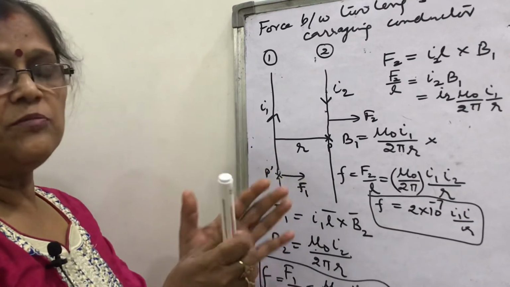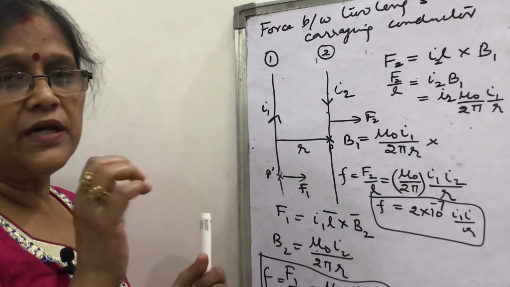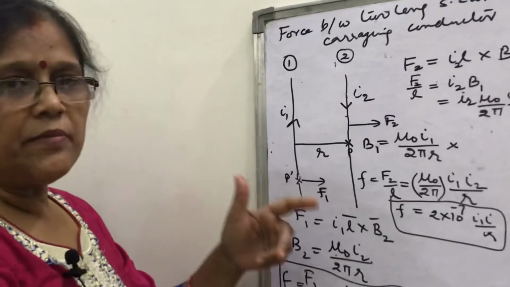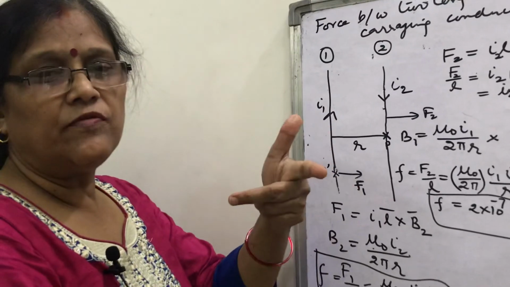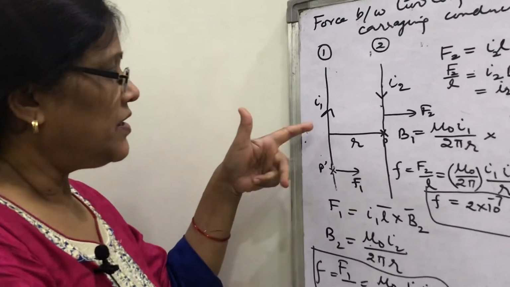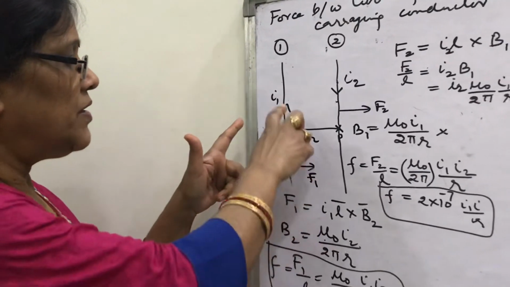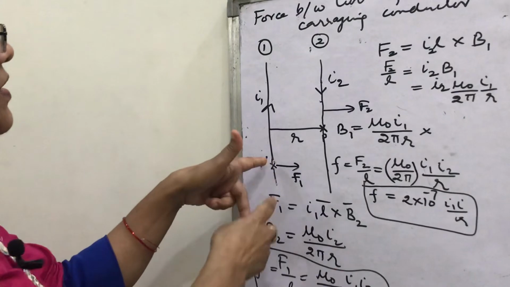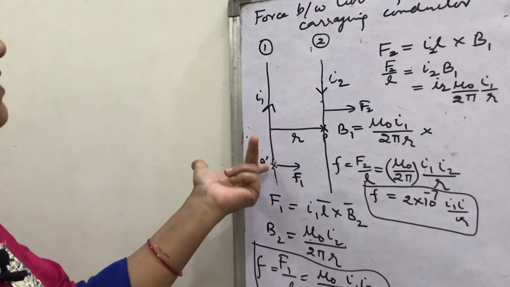Why am I using both hands? To determine the direction of magnetic field, right hand thumb rule. To determine the direction of force, Fleming's left hand rule. Look here, current is upward and magnetic field is cross. So magnetic field is the forefinger, and now this current is upward.